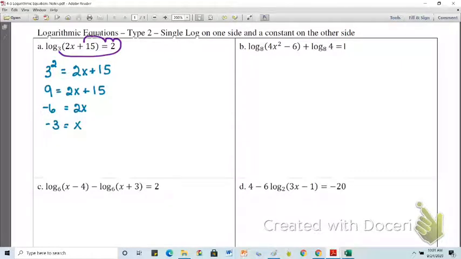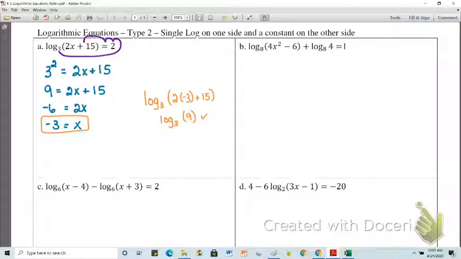Again, I need to check. And what am I checking? When I plug it into the log part, do I get a positive number? So, in other words, if I plug in a -3 here, what do I get? So I end up with 2 times -3 is -6 plus 15 is 9. That is a positive number. That is good. So even though my x is a negative, it still is a solution because when I plug it in, I get a positive number.